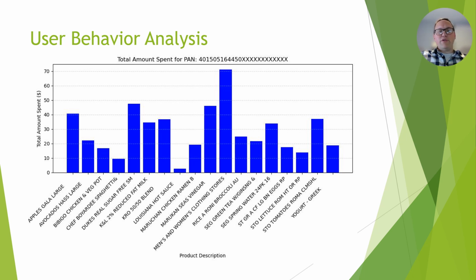Here's a look at a user behavior analysis. So this is one particular user and what they spent the money on. So you can see the different types of items they bought, and how much money they spent on each of them. Again, if your organization or nonprofit would want to do nutritional counseling, you could look at a chart like this and talk through how they're spending the money.